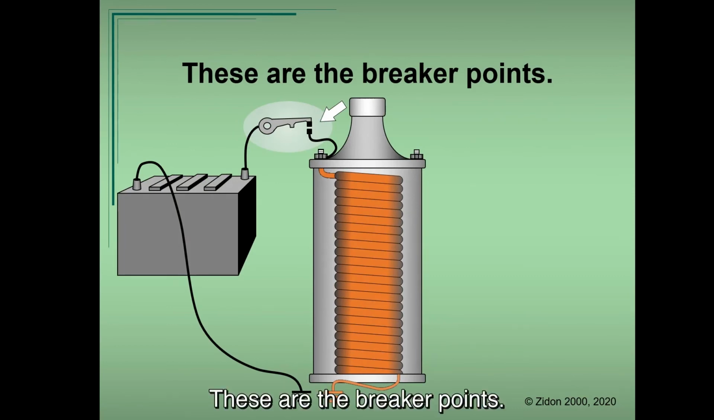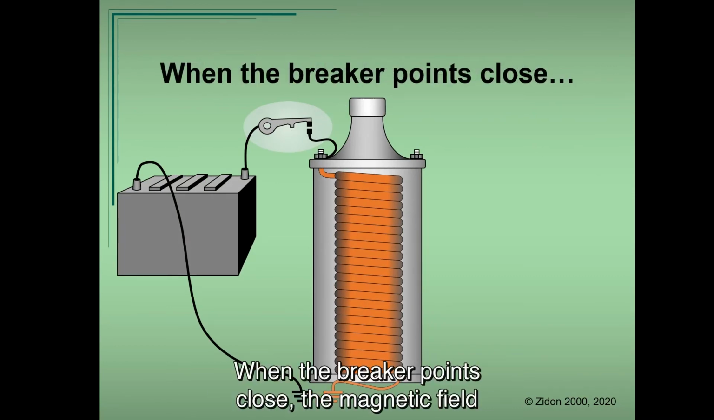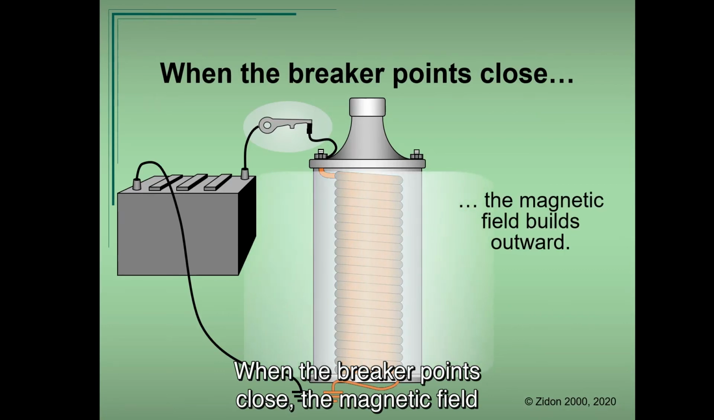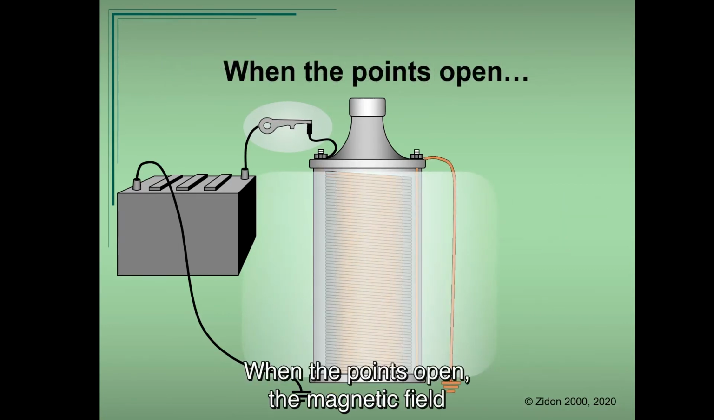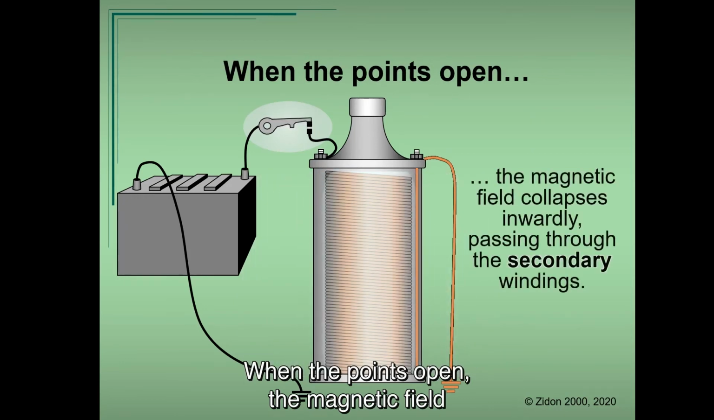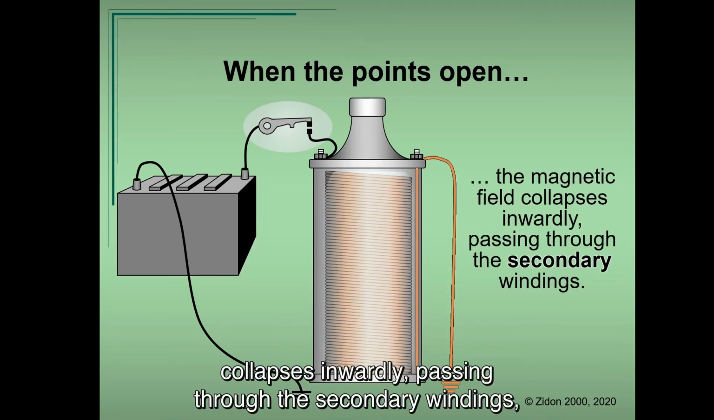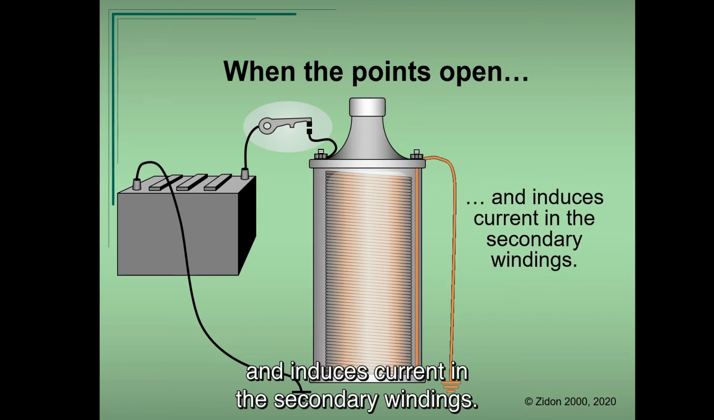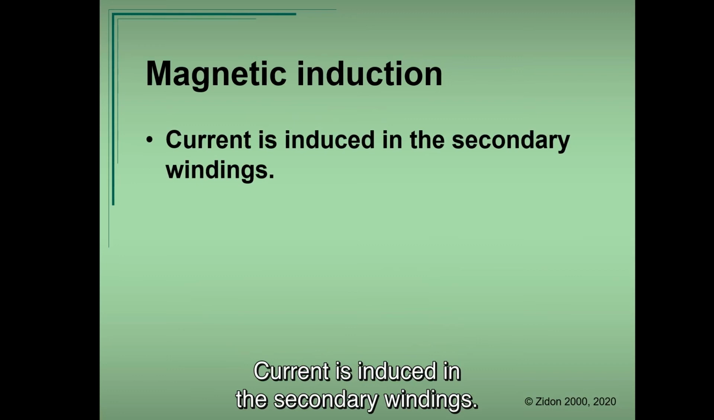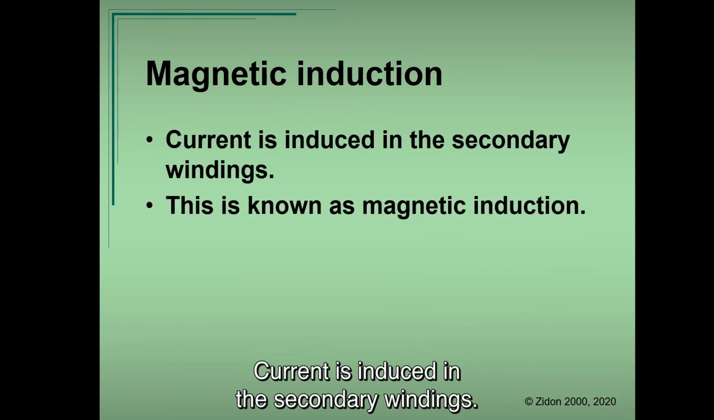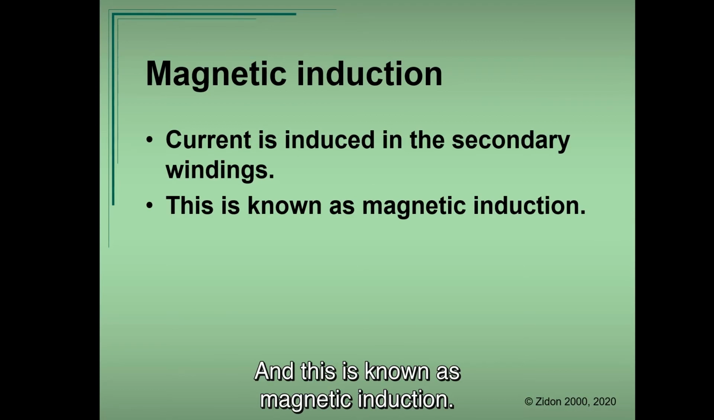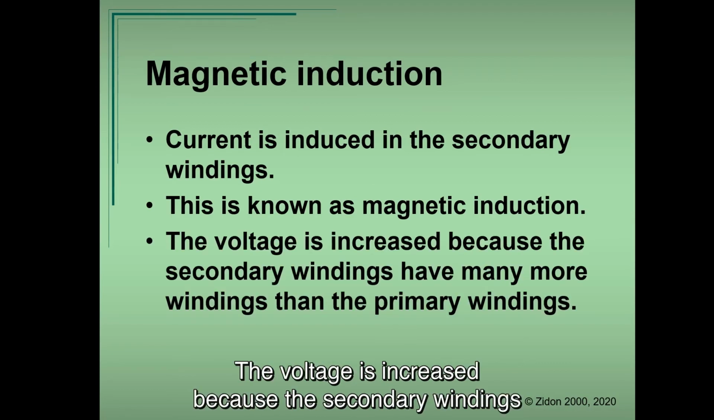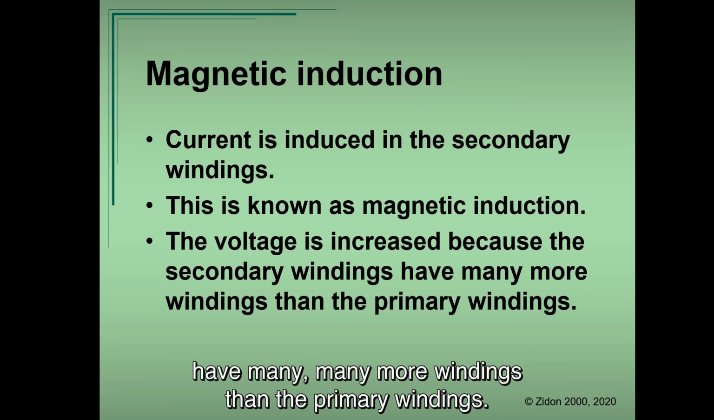These are the breaker points. When the breaker points close, the magnetic field builds outward. When the points open, the magnetic field collapses inwardly, passing through the secondary windings, and induces current in the secondary windings. Current is induced in the secondary windings, and this is known as magnetic induction. The voltage is increased because the secondary windings have many, many more windings than the primary windings.